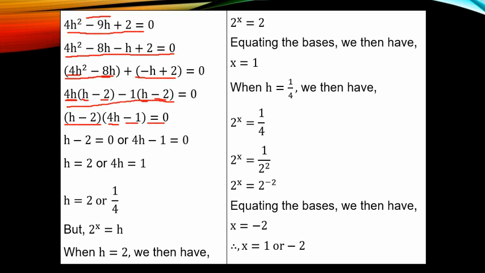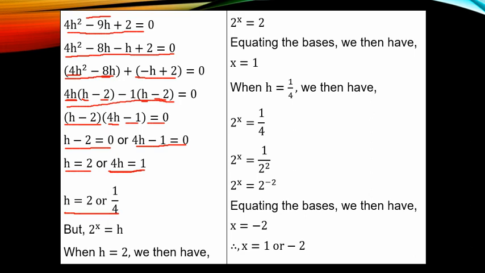So you equate each bracket to 0. That is h minus 2 equal to 0, or 4h minus 1 equal to 0. If you transfer the constants, minus 2 and minus 1, you have h equal to 2 or 4h equal to 1. For the second side, you divide both sides by 4 now. So you have h equal to 2 or 1 over 4.